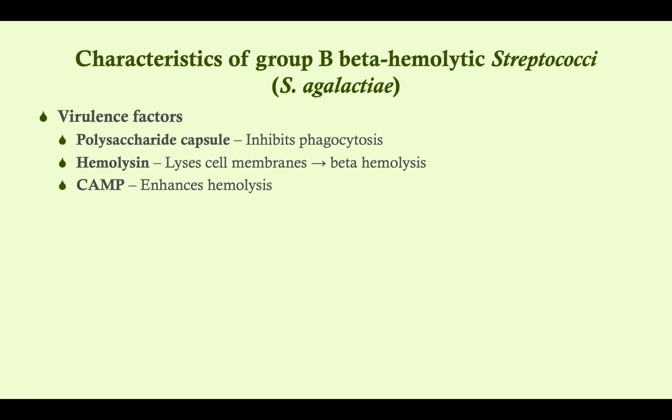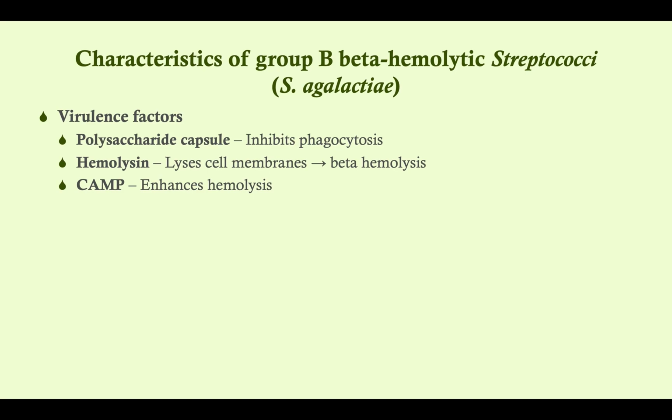Other virulence factors for Strep agalactiae, or group B strep, are its capsule. So this is an encapsulated bacteria, just like group A strep, just like strep pneumo, and it's a polysaccharide capsule. So unlike group A strep, this is a polysaccharide capsule. Remember, group A strep was a hyaluronic acid capsule. And like all capsules, it inhibits phagocytosis.